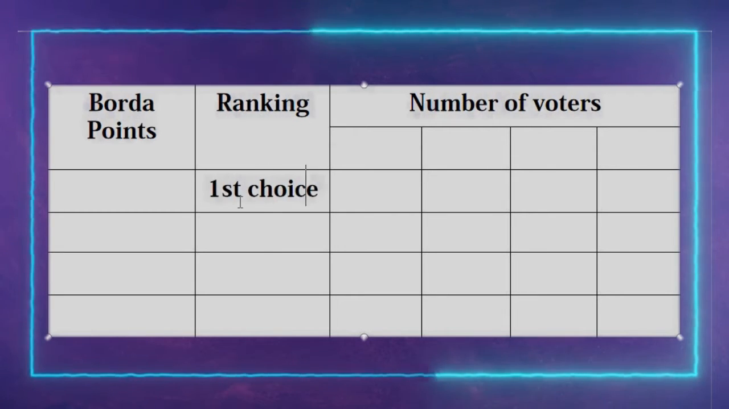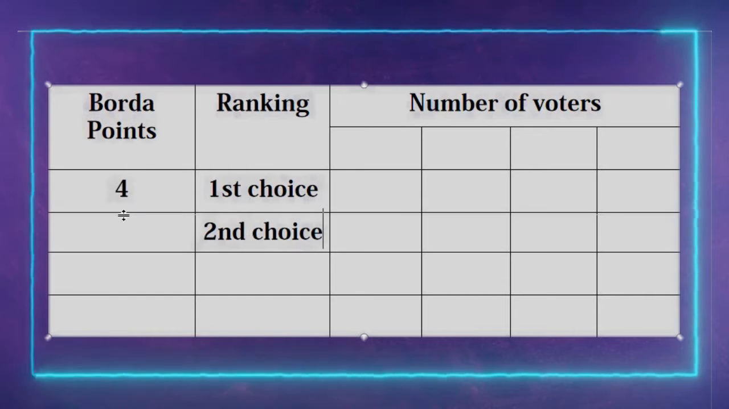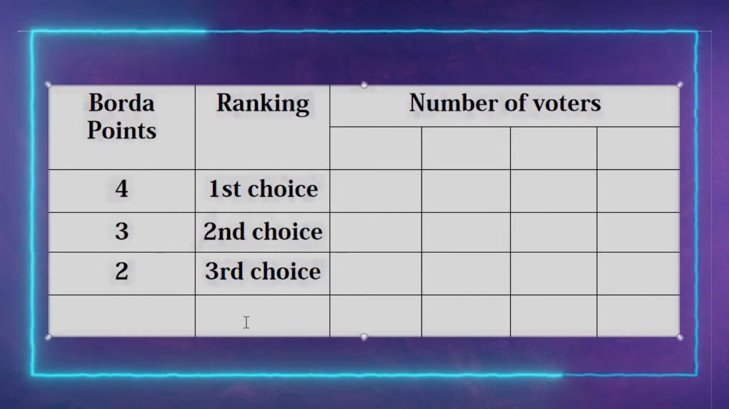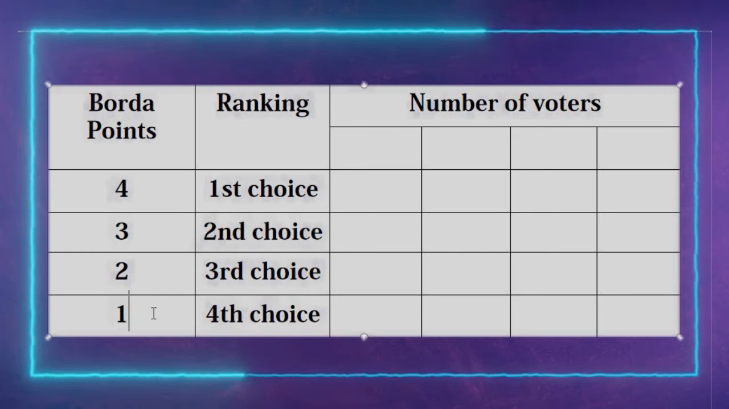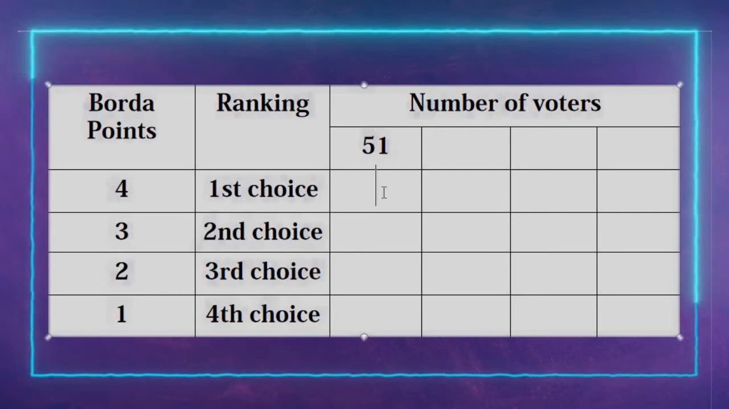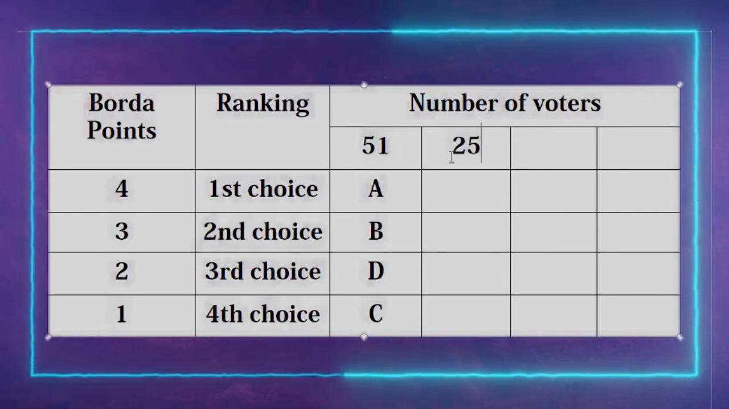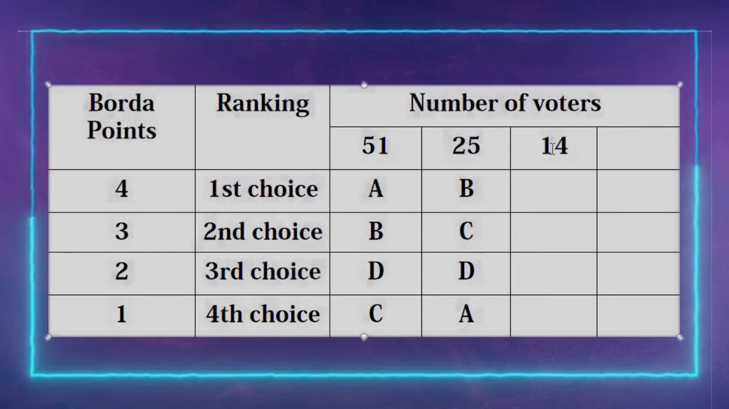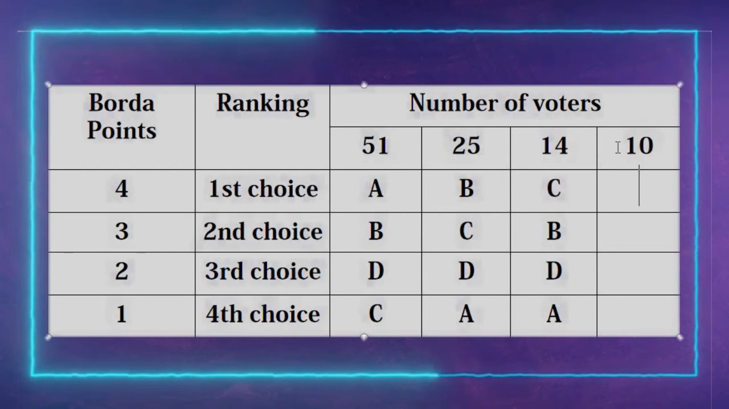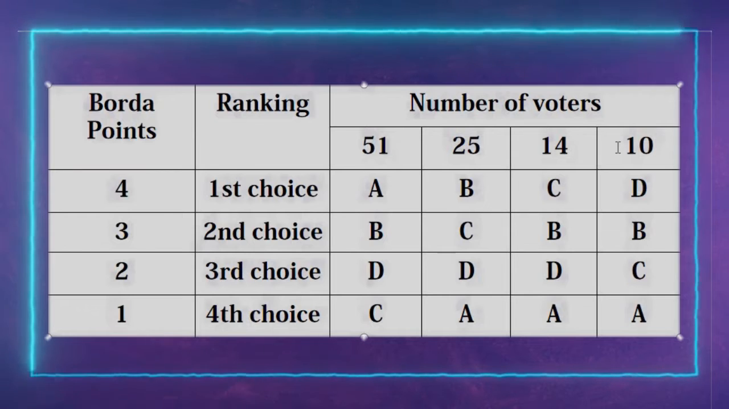So here we have 4 candidates. With that, the first choice or first preference is given 4 points. The second preference would have 3 points. The third preference would have 2 points, and the last, or fourth, preference would have 1 point. As you can see, there are 51, 25, 14, 10.